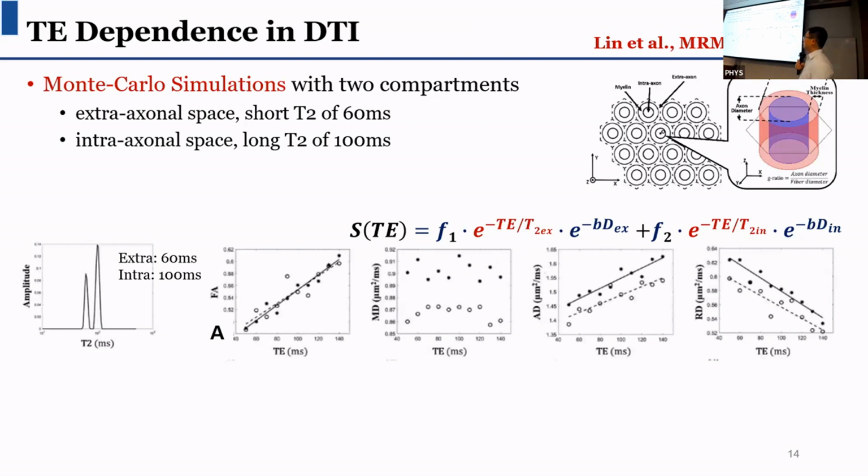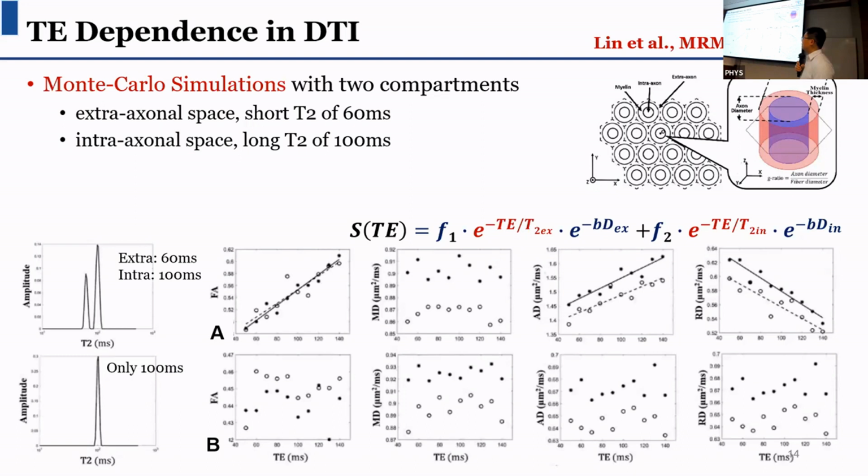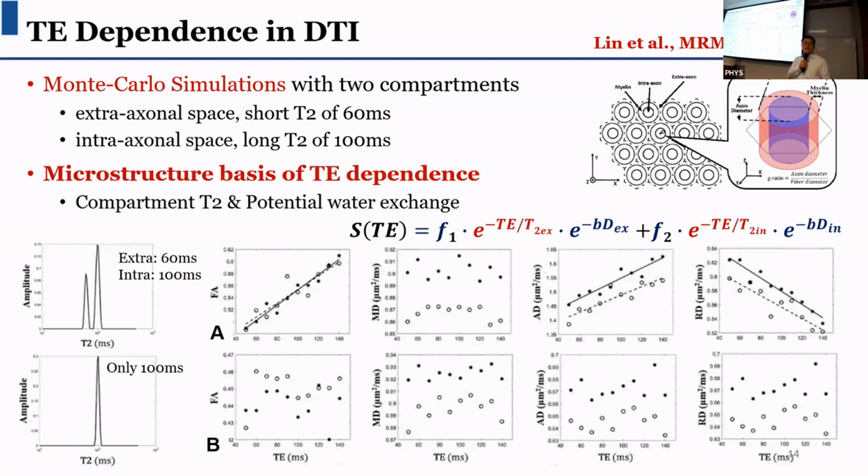Then if you have this model and run the simulation, you will calculate the FA value. You can see a very nice linear relationship of FA to this T value. It's very consistent with our in vivo study, right? But if you decide your tissue composition only has one T2 value, then this linear shape will just go away. That tells us this T dependence has a microstructure basis. It's contributed by the compartment T2 of different tissues.